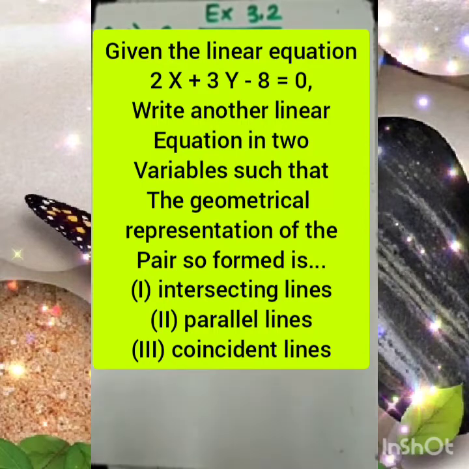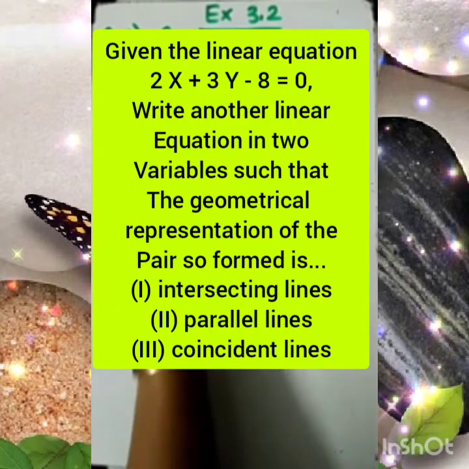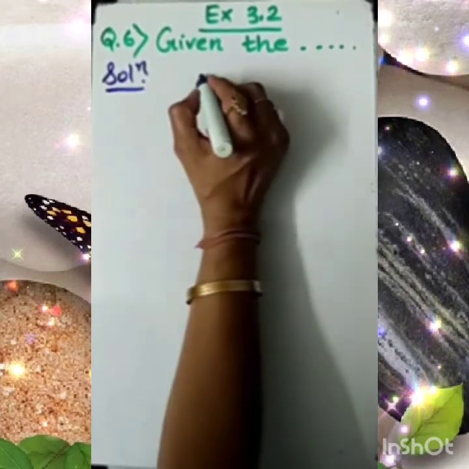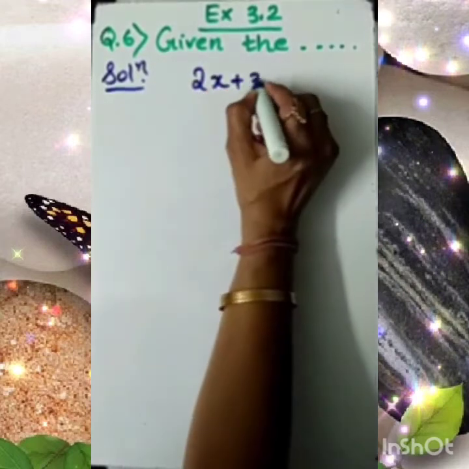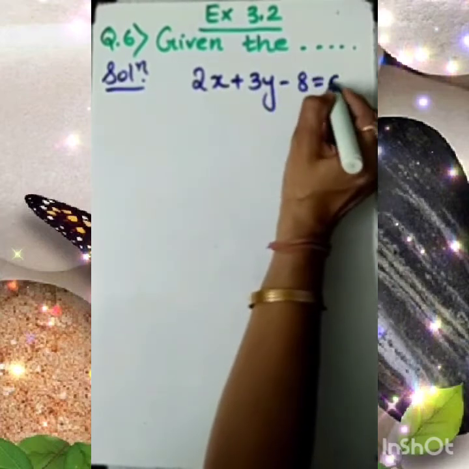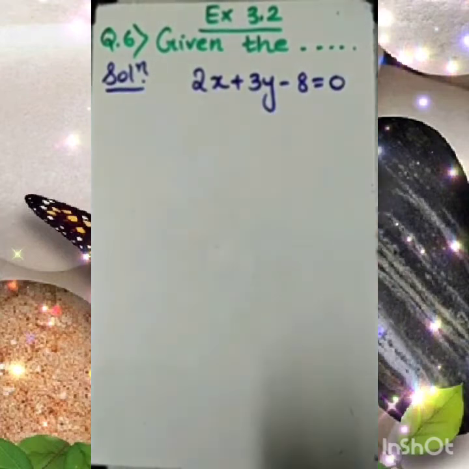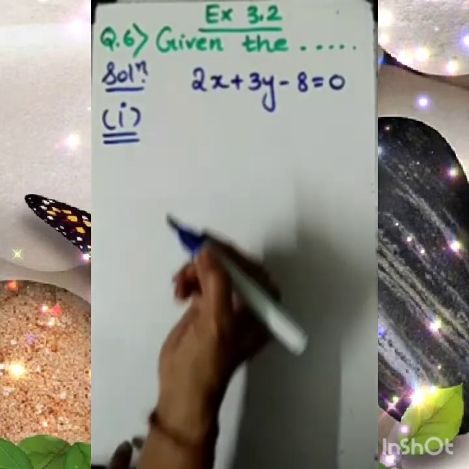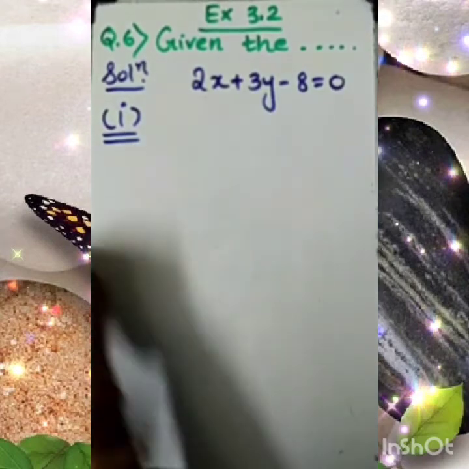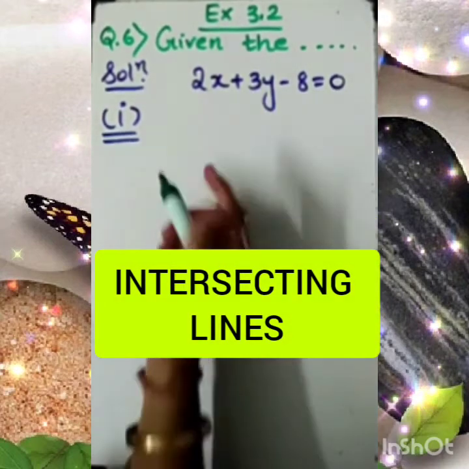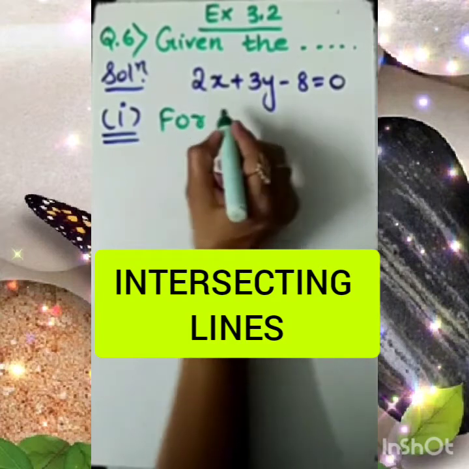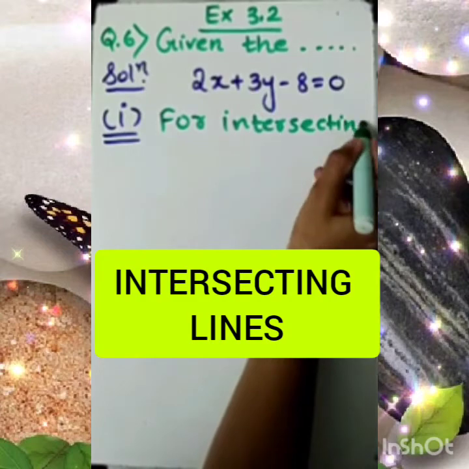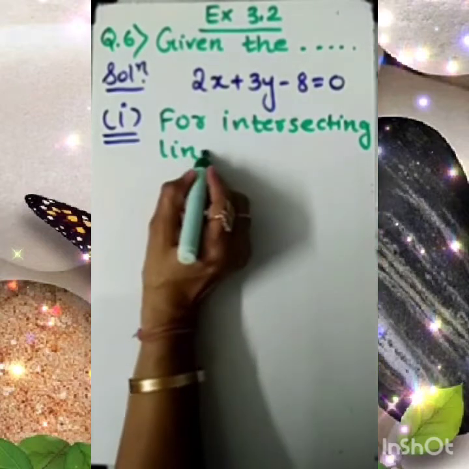What is the equation we are given? Let's note it down. The equation we are given is 2x plus 3y minus 8 equal to 0. This we are given. So first we are finding for intersecting lines. Let's see what will be the result for that. I am mentioning it here, for intersecting lines.